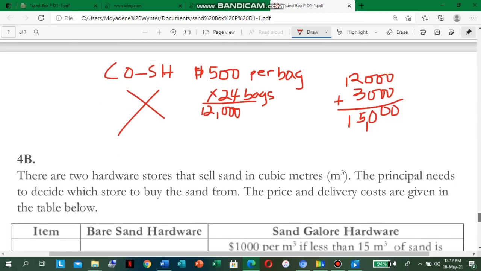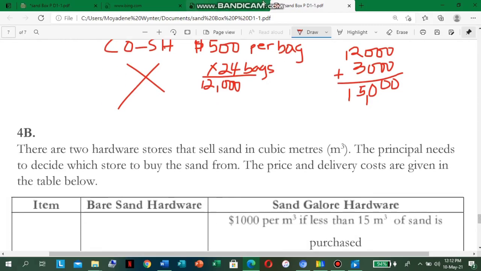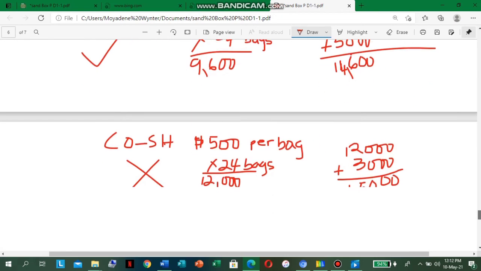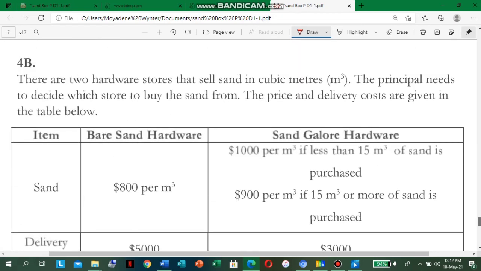You are going to look at 4B, and you're going to do 4B based on the example that I've given you up here. Let me read it fast. There are two hardware stores that sell sand in cubic meters. Beautiful, they write out the words cubic meters. The principal needs to decide which store to buy the sand from. The price and delivery costs are given in the table below.